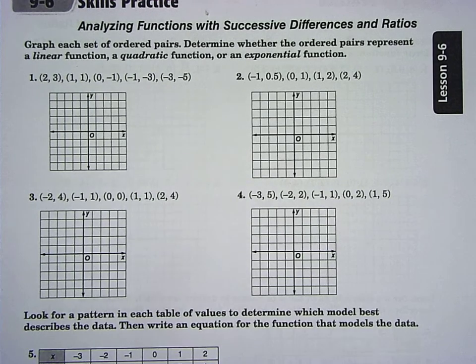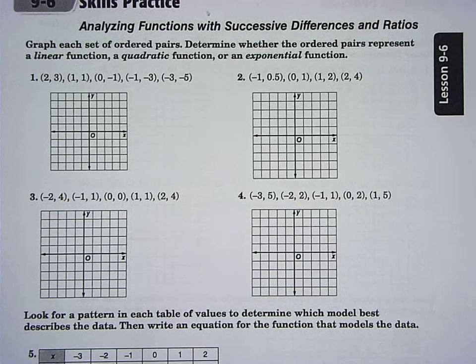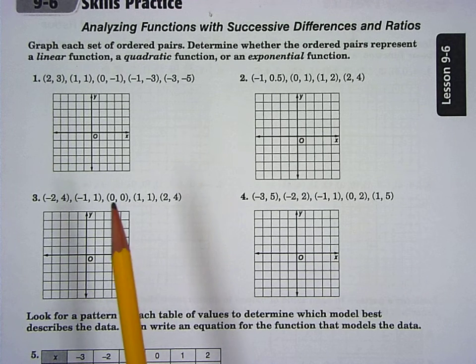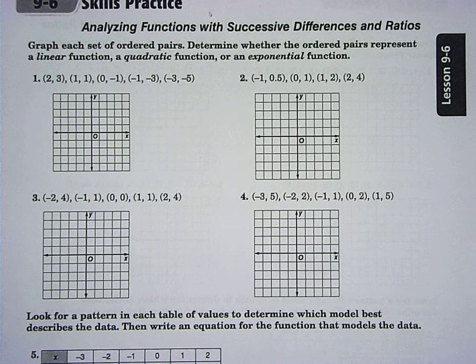Alright, Mr. T here. We're going to be analyzing functions with successive differences and ratios. Alright, so this is what we did today in class. The first part, we want to graph the set of ordered pairs and tell whether it's going to be a linear function, a quadratic function, or an exponential function. Alright, so let's look at number 1.